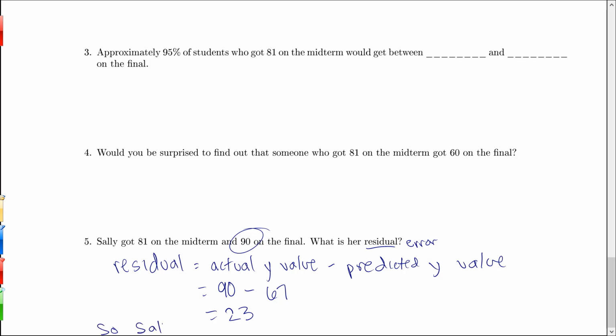So Sally got 23 points above the prediction. Now, if that residual had been negative, that would have told us that she was below the line, or she got less than we predicted. But her actual y value was 90. We predicted she should only get like 67, so she actually got 23 points above our prediction. She did pretty well on that.